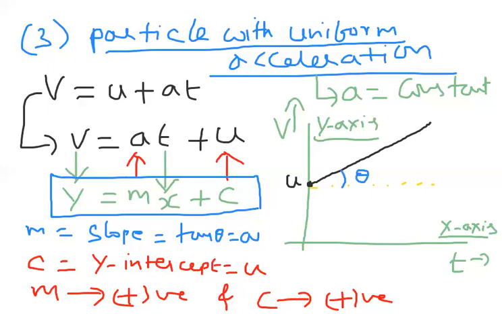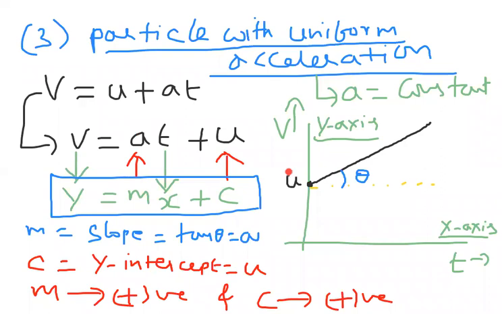And this is the angle theta. Slope we can say is now positive. Slope is nothing but tan theta, that is nothing but acceleration. This is the graph for a particle moving with uniform acceleration. What I did here is bring the equation v equals at plus u, where a is the slope and u is the y-intercept. Both are positive.